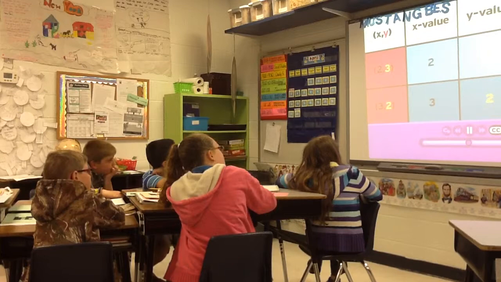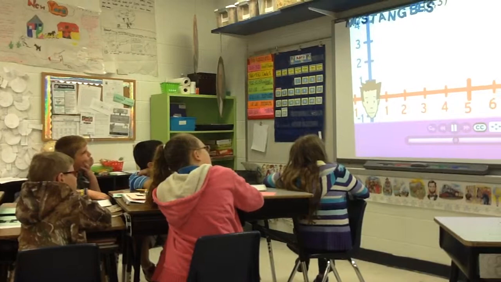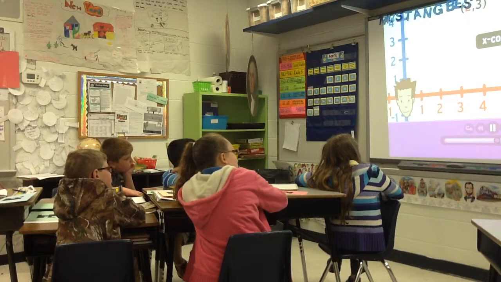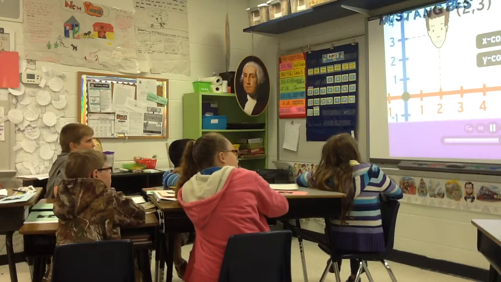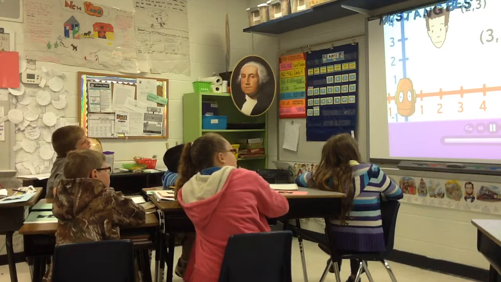So, to find the point described by the ordered pair 2, 3, you'd start by looking at the first number, the x-coordinate. It tells you to go 2 units to the right. Next, you look at the second number, the y-coordinate, which tells you to go 3 units up. Now I'm at the point 2, 3. But if you were finding the point described by the ordered pair 3, 2, you start out by going 3 units to the right, and then 2 units up. We're in totally different places.